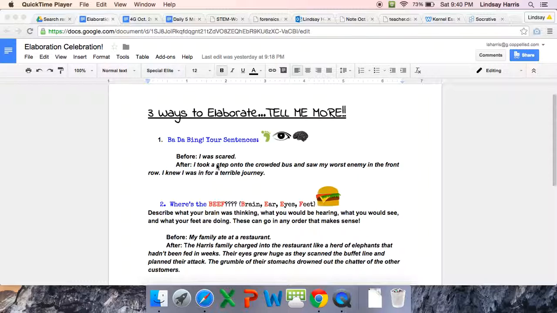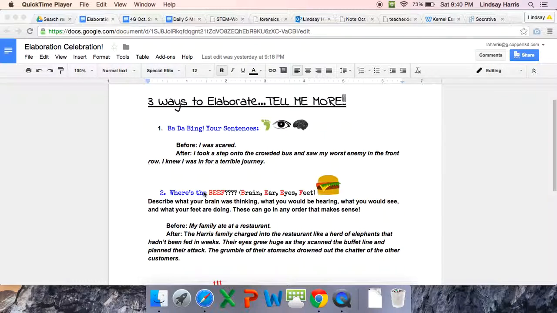Another way that we can elaborate or tell me more is something called "Where's the beef?" So you know I'm going to be excited about this one. But beef stands for brain, ear, eyes, feet. It's a lot like bada bing, but you're adding a little bit more. You have that ear part. Okay, so remember beef, brain, ear, eyes, feet. Describe what your brain was thinking, what you would be hearing, what you would see, and what your feet are doing. These can go in any order that makes sense.